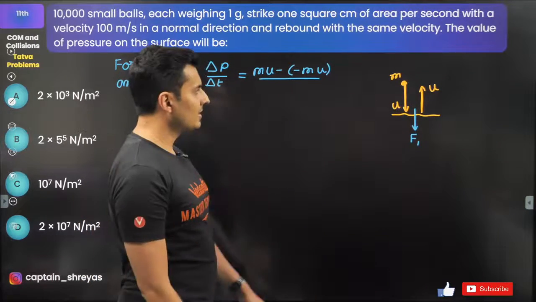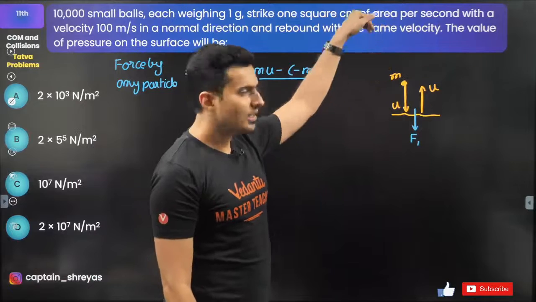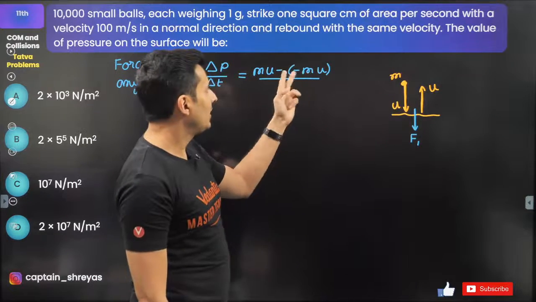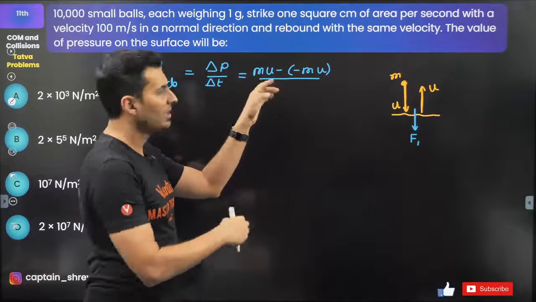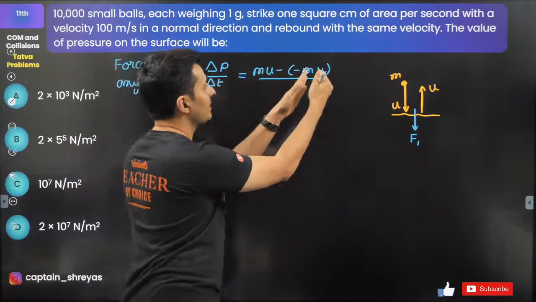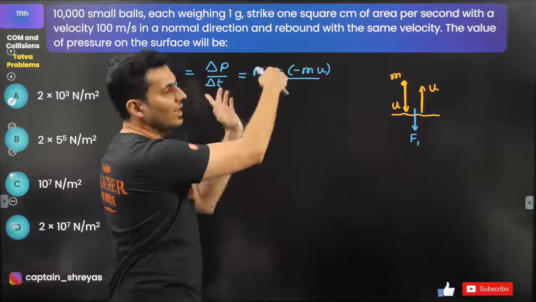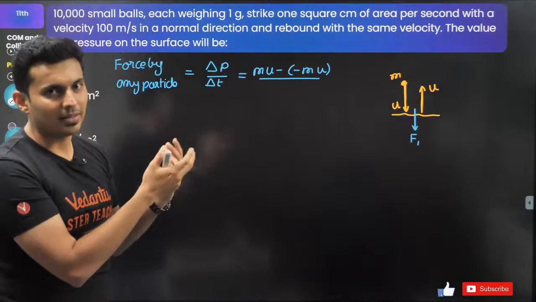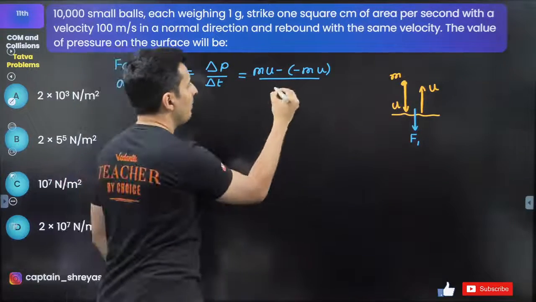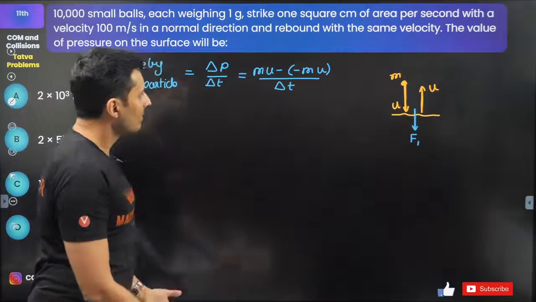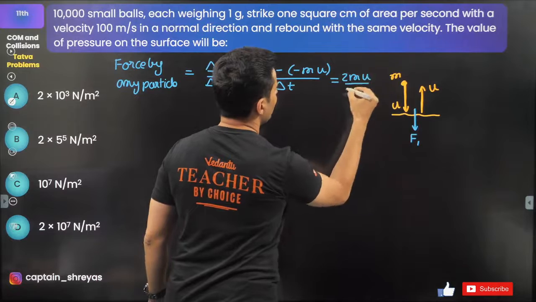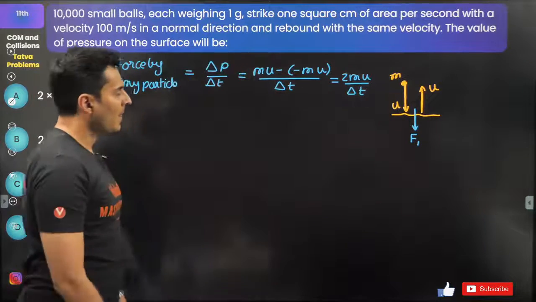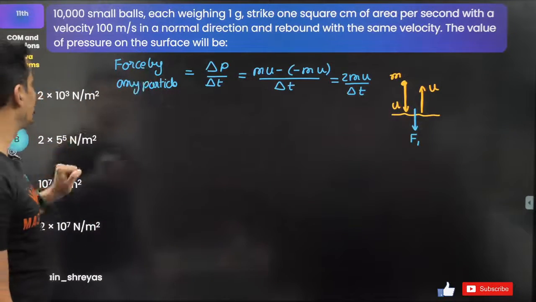The reason for this minus is that final is upwards and initial is downwards, so final and initial are in opposite directions. Change is final minus initial, and initial itself is the negative of final, so be careful about that, upon the time interval. So this is just going to be 2mu divided by delta t. This is for any one particle.